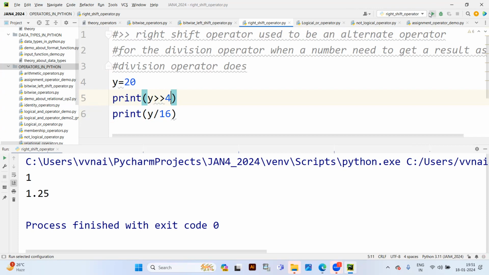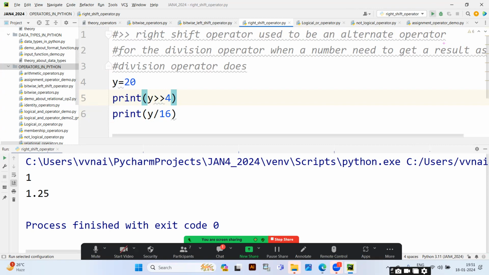How did you get the right shift operation? Same result. Now take 20. 20 is 16, which is 1, and 8 is 0, 4 is 1. 16 plus 4 becomes 20. 2 is 0, 1 is 0. This is the equivalent binary value for 20.